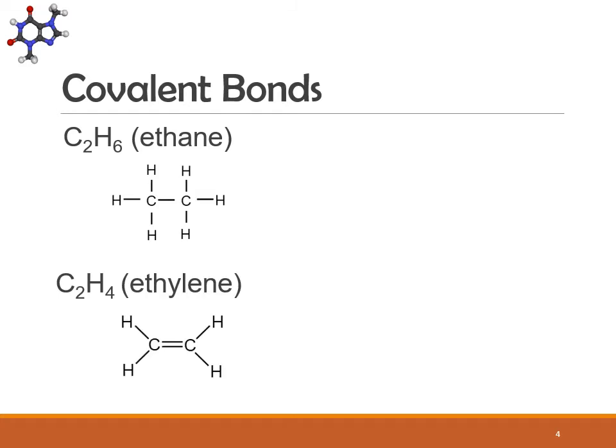C2H4 is ethylene, the compound that causes fruits to ripen. It has one double bond between the 2 carbon atoms. C2H2 is acetylene, which is used as a fuel and chemical building block. It has one triple bond between the 2 carbon atoms.